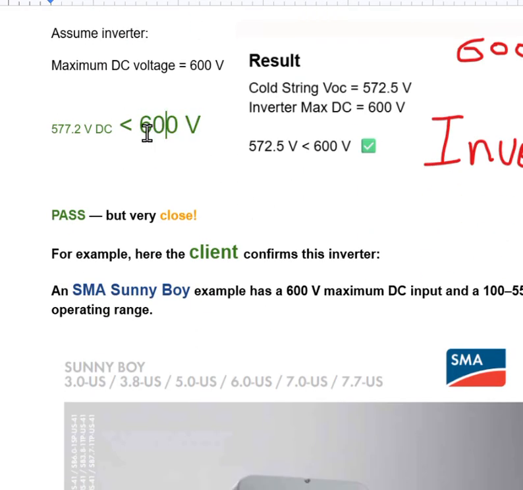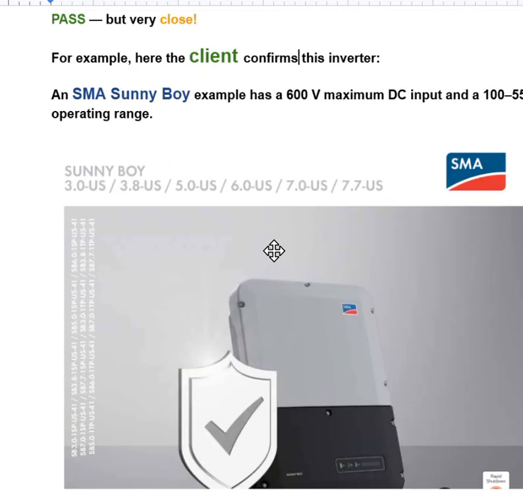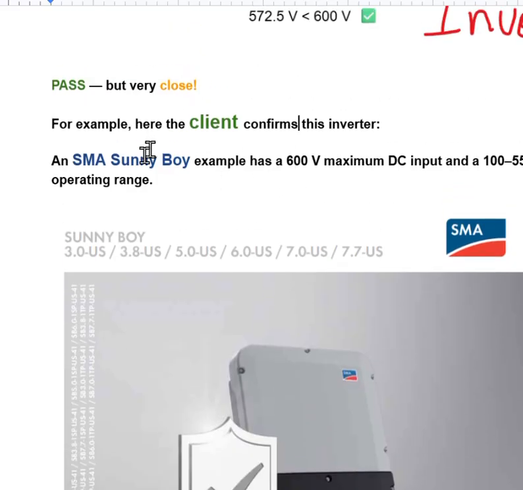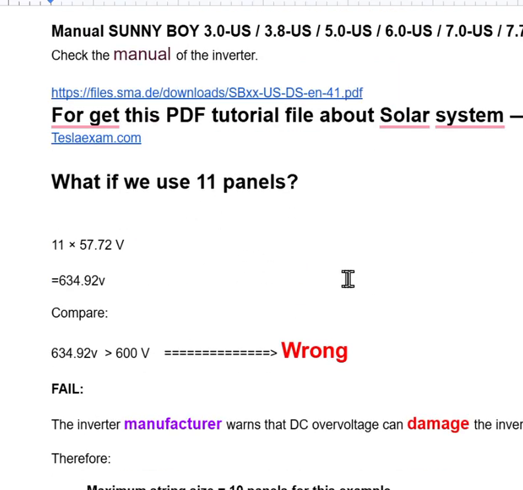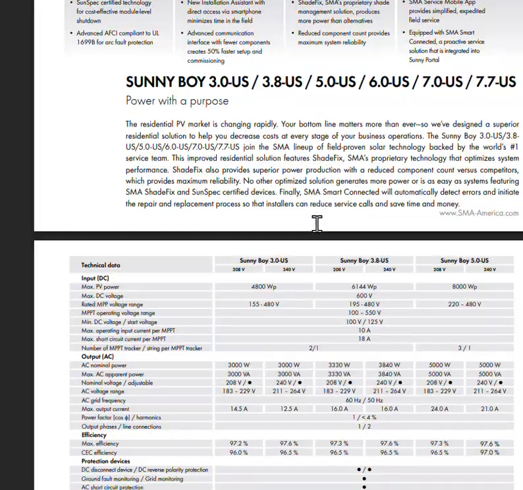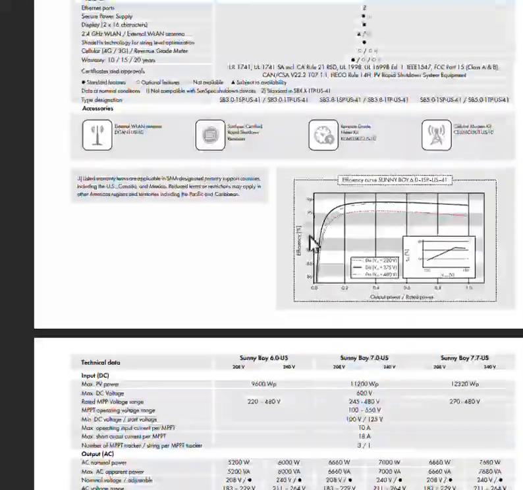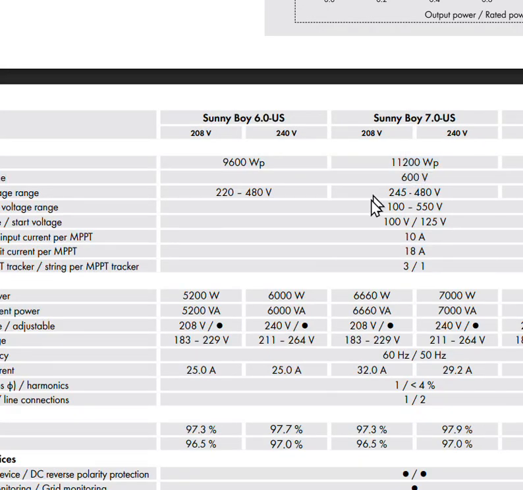We need an inverter that has at least 600 volts, and the client confirmed, after showing them the manuals, the characteristics, the price and the budget, that they choose this one as an inverter, with 600 volts for the input. So after all, we have these characteristics. Also, I put the link of the inverters here. You can go and check it like this, and we need some characteristics of these inverters, like this one, 600 volts the maximum, and also this one.